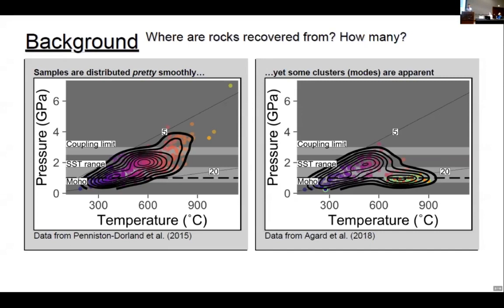And we can see that they're distributed pretty smoothly across PT space, which is somewhat contradictory to these working models that we have, where we're expecting high frequency of rock recovery from specific locations along the interface. Those specific locations are outlined in the light gray regions there. You can see that quite a few rocks get recovered from around those regions, but also a lot of rocks get recovered outside of those light gray regions as well. And so the petrologic record seems to suggest that recovery is sort of continuous along the interface rather than punctuated at specific depths.